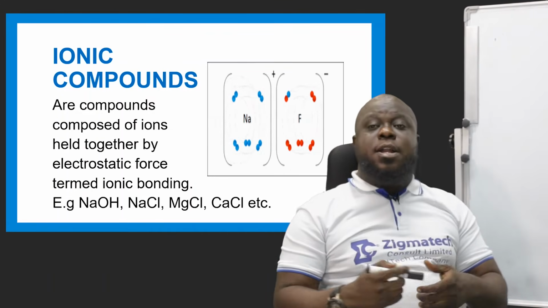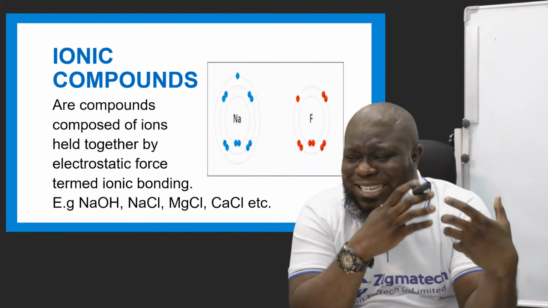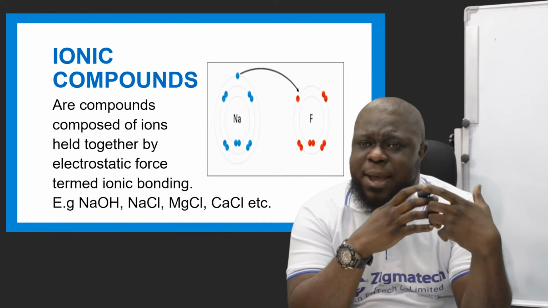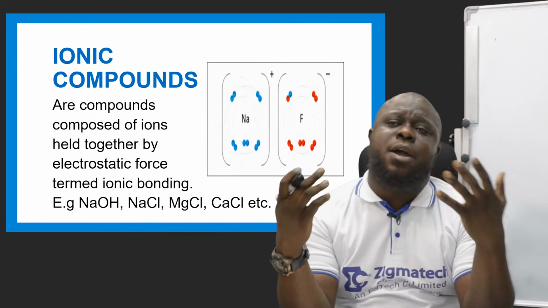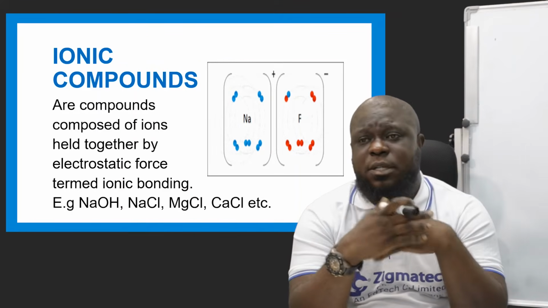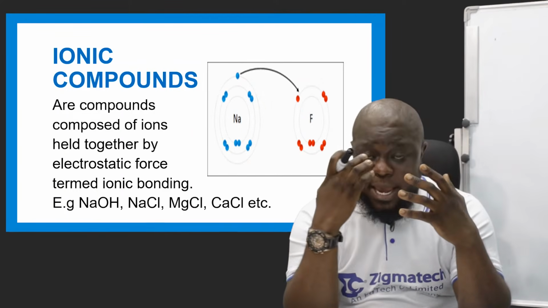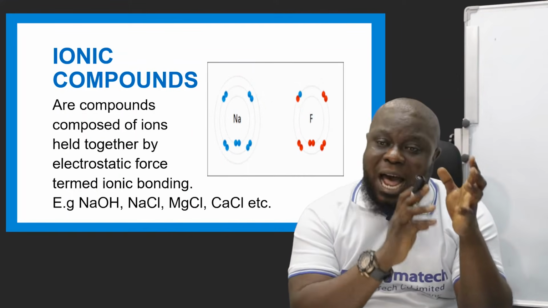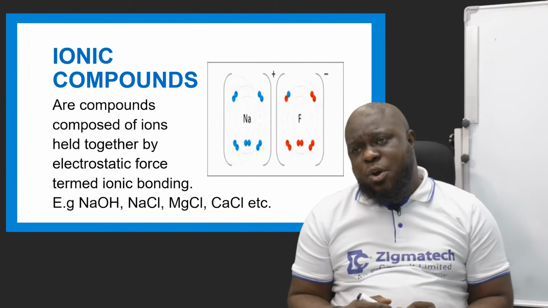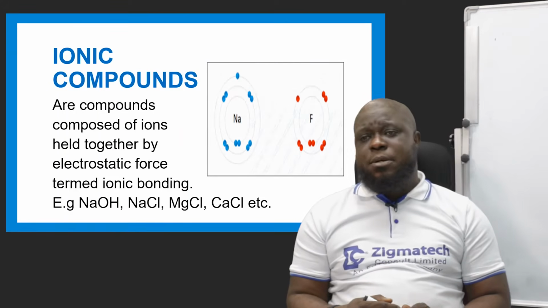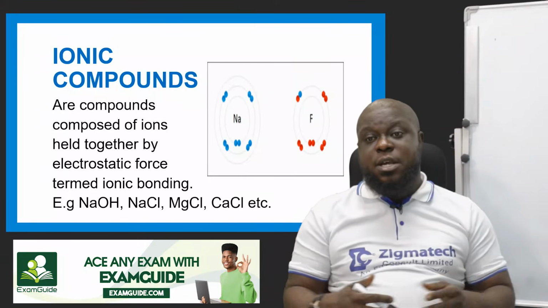Now, this particular compound is always formed by a positively charged element and a negatively charged element. We know that the ions are made of the positive charge and the negative charge. That means it will be between a metal and a non-metal. Why? Because the metals are positively charged, while the non-metals are negatively charged. Remember, the non-metals I told you are gases and liquids. In essence, they are negatively charged.